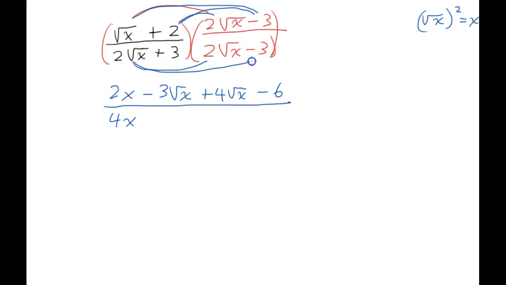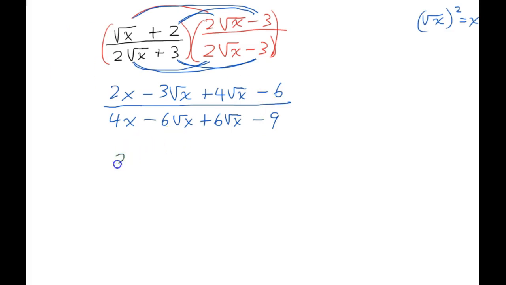2 square roots of x times negative 3 is negative 6 square roots of x. And then positive 3 times 2 square roots of x is positive 6 square roots of x. And then 3 times negative 3 is negative 9. Okay, let's start combining some like terms here. I'll show that with a different color.